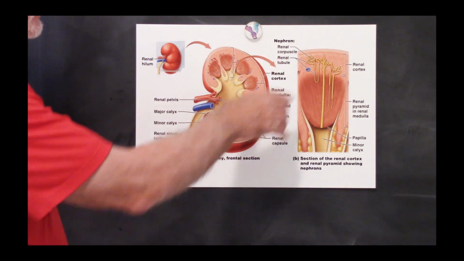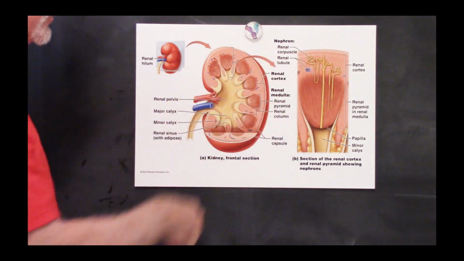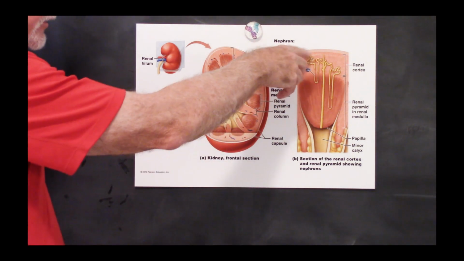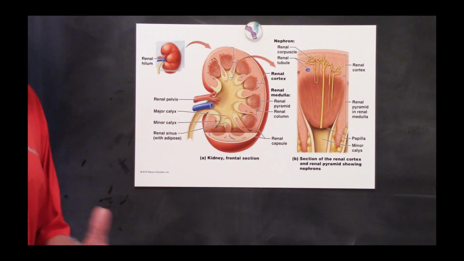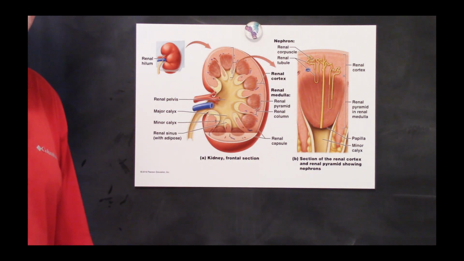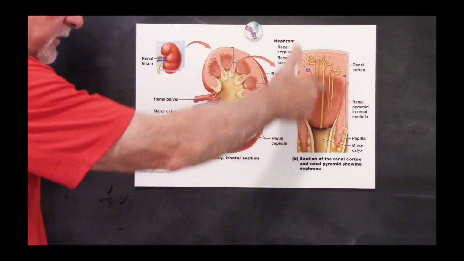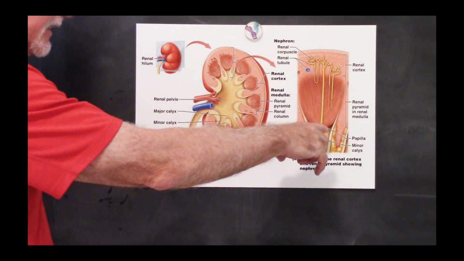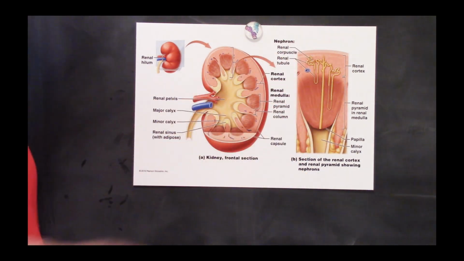So each nephron consists of a renal corpuscle and a renal tubule. And the renal corpuscle consists of the glomerular capsule with the glomerulus, a ball of capillaries inside of it. And the renal tubule consists of the proximal tubule, loop of Henle, and the distal tubule. The structure right here, going all the way down to the papilla of a renal pyramid, is a collecting duct.